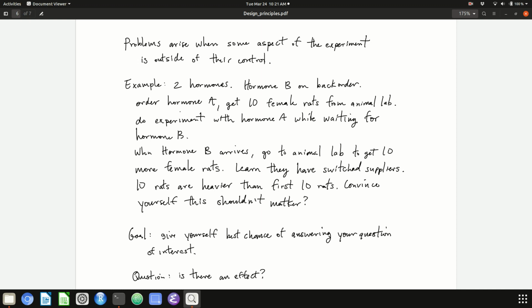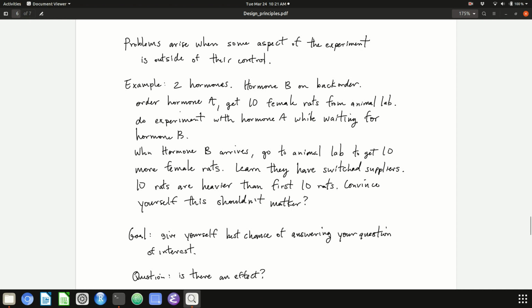Just to give an example, suppose you want to study 2 different hormones. Hormone B is on back order, but you're able to get hormone A. So after you get hormone A, you go and get 10 female rats from the animal lab, and then do the experiment with hormone A while you wait for hormone B to arrive. When hormone B does arrive, you can finally finish the experiment, so you go back to the animal lab to get 10 more female rats.